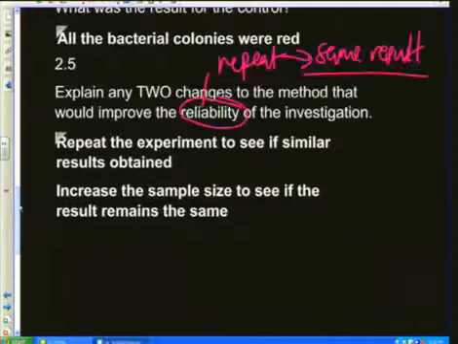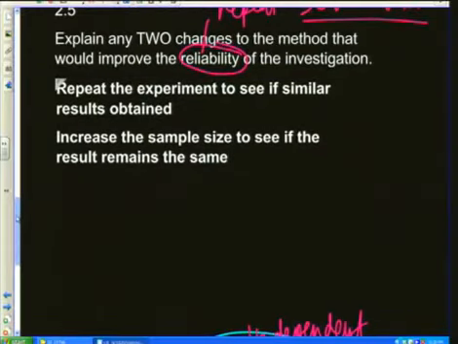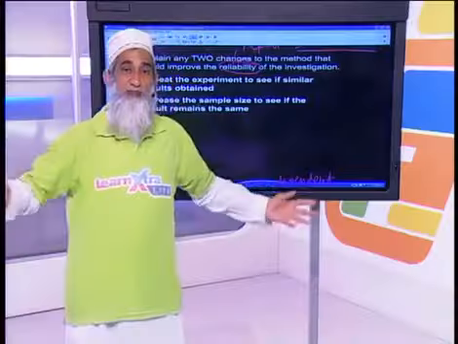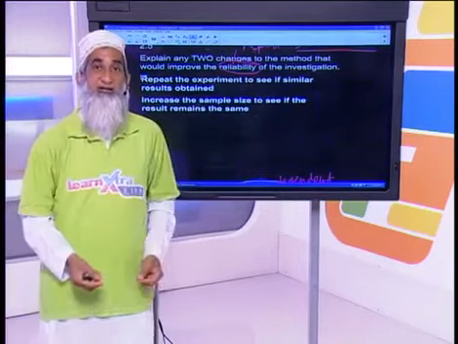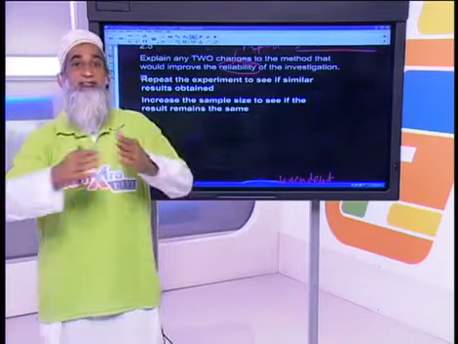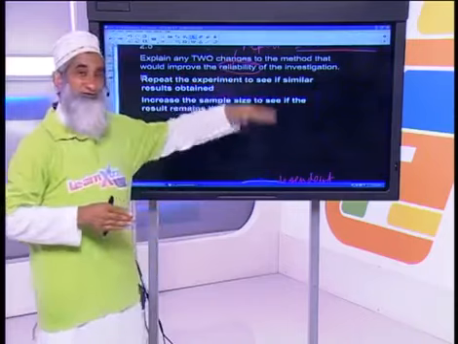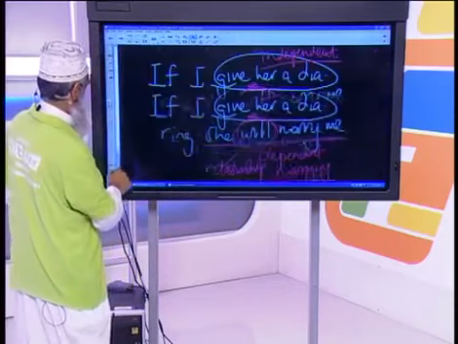Good. So the first thing you must do to improve reliability is repeat the experiment. Why? If you repeat the experiment, you should get the same result. Secondly, the other way of doing it is to increase the sample size, because the more samples you use, the more results you get, and therefore repeatability of the result is evident in that as well.